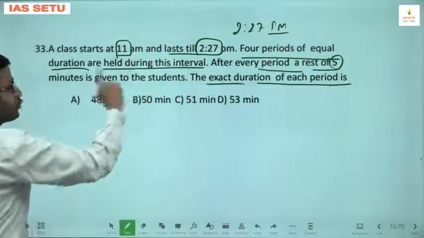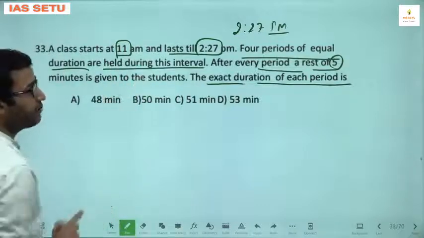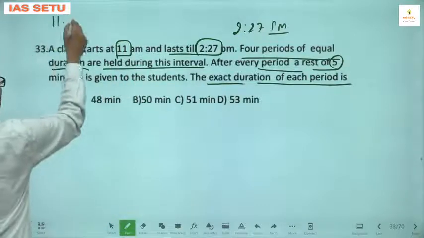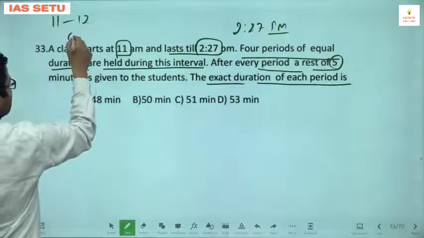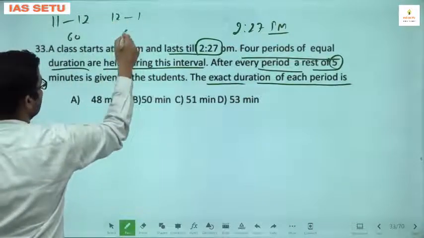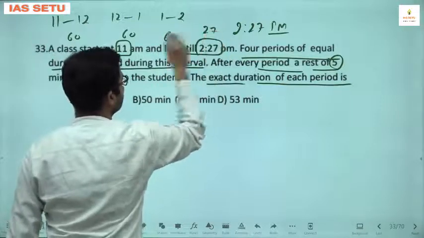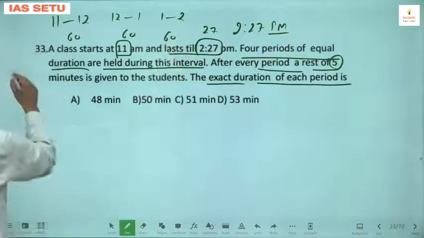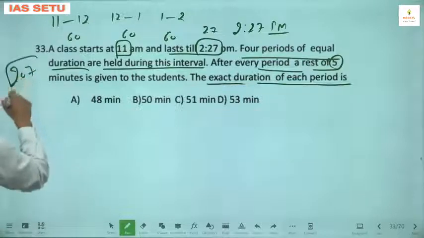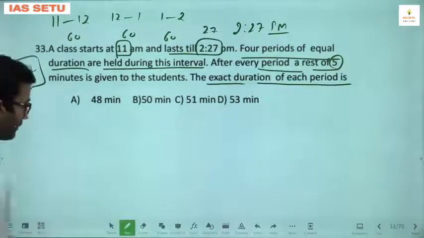So the first thing is the total duration from 11 a.m. to 2:27. 11 to 12, 1 hour means 60 minutes. 12 to 1, 60 minutes. 1 to 2, 60 minutes. 2 to 2:27, 27 minutes. 180 plus 27, so the total duration is 207 minutes. One thing.